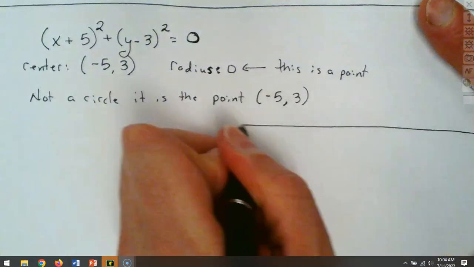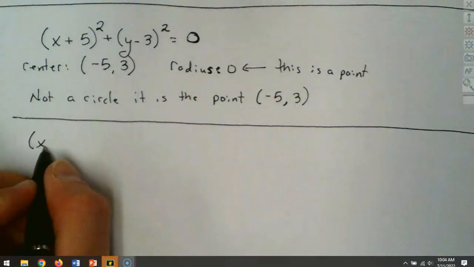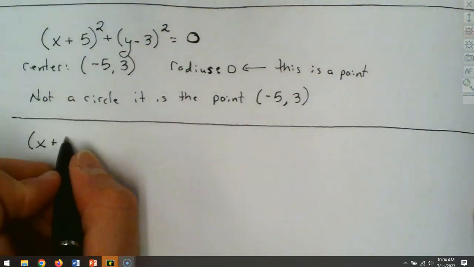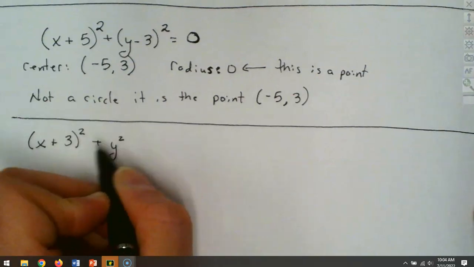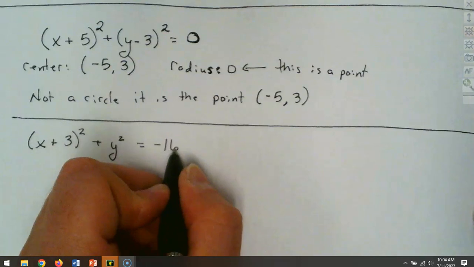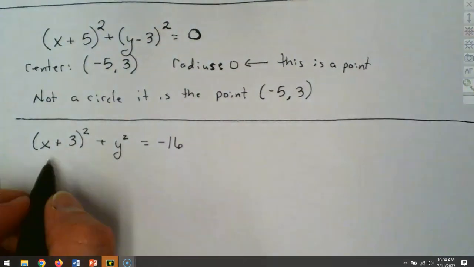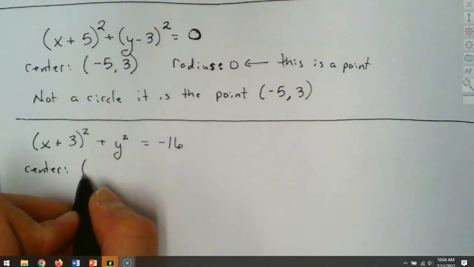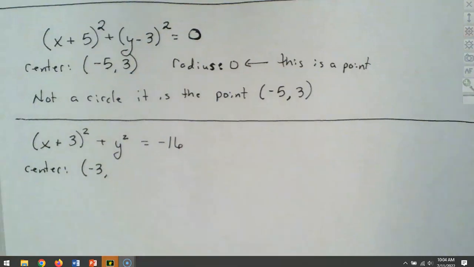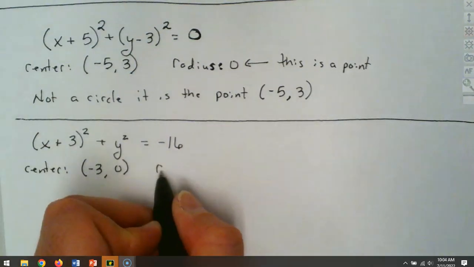Now, another one that's not a circle is when you have a negative on the right-hand side. We can approach this one the same way. So your center in this case would be, switching our signs, -3, and we have no y number, so we use a 0. But here's the problem with your radius.